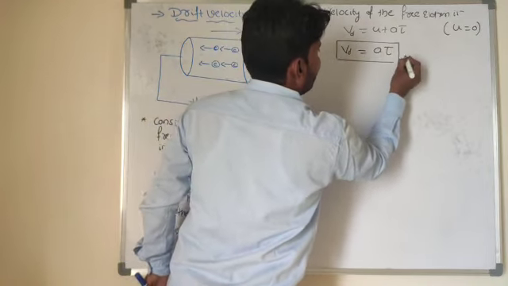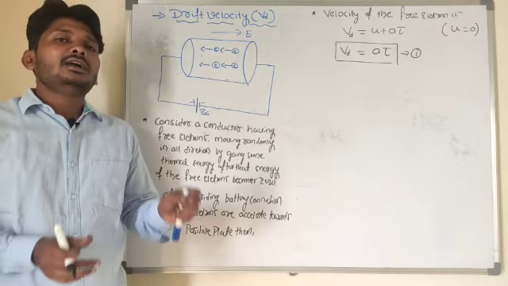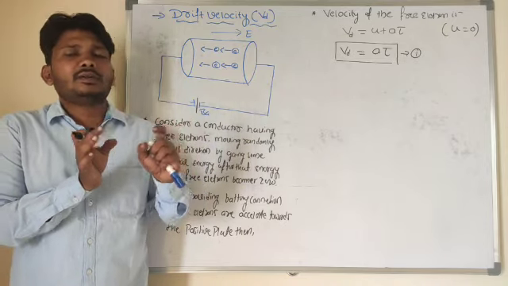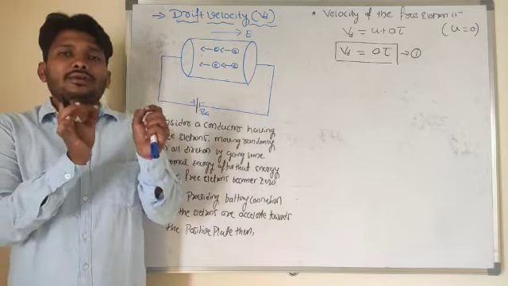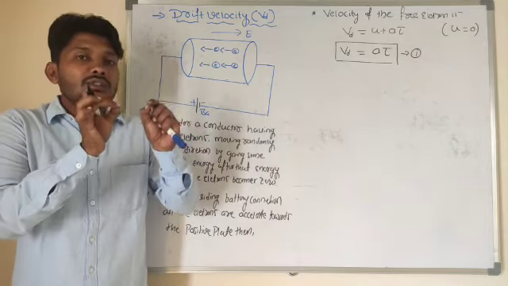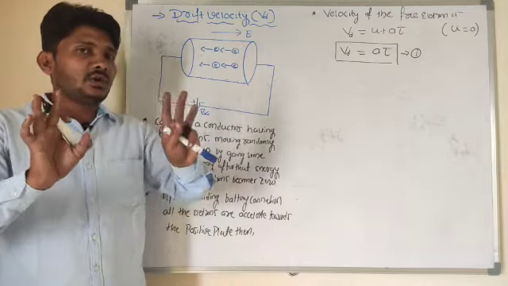Here tau represents the relaxation time. What is that relaxation time? The relaxation time means the average time between two successive collisions of the electron with fixed ions. So look at here.